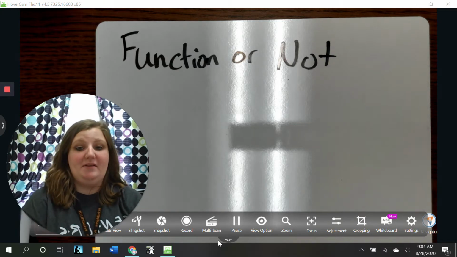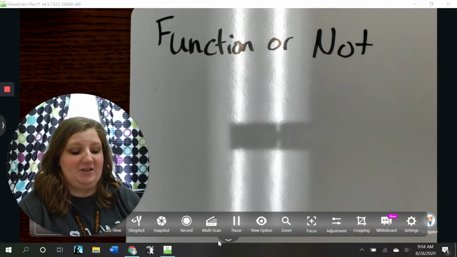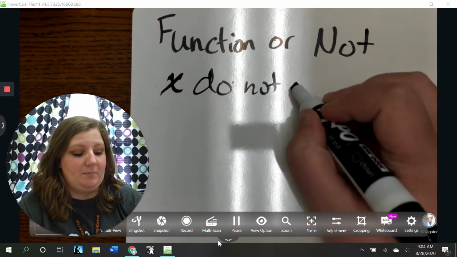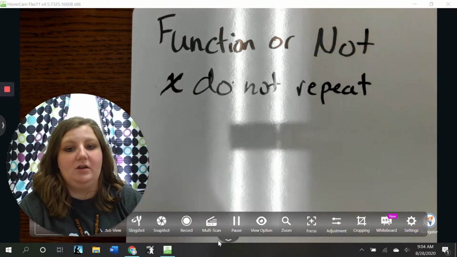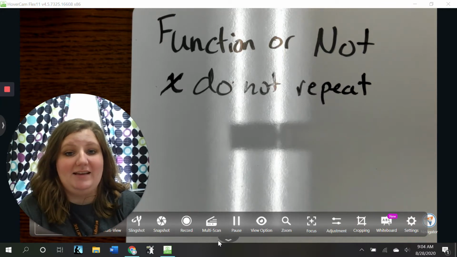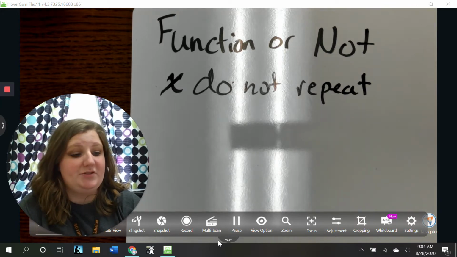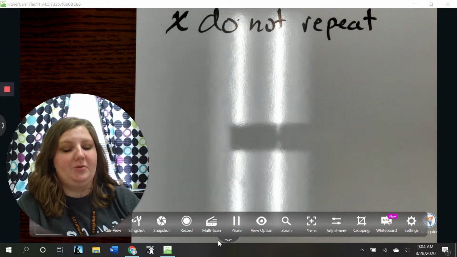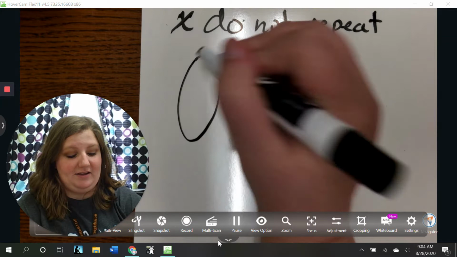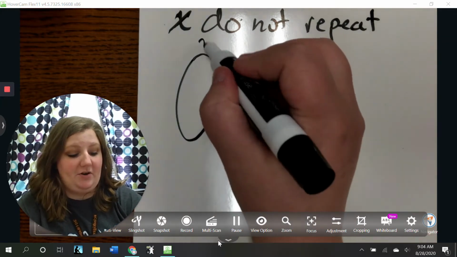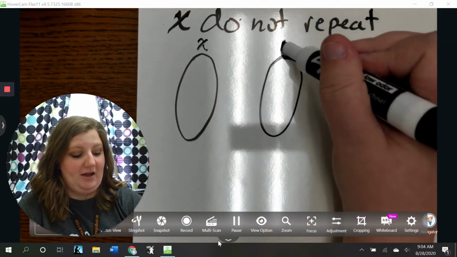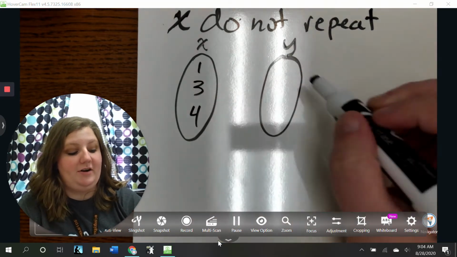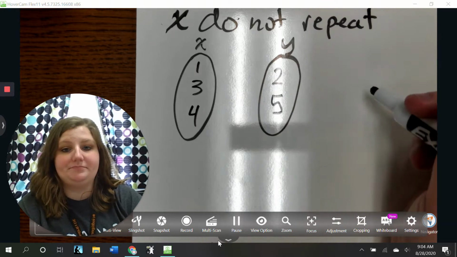So for something to be a function, the rule is that the x's do not repeat. Right? That's the rule for something to be a function, that x does not repeat. So what that means, if we're looking at a bunch of ordered pairs, one of the ways we look at those is in a chart or a map. So these would be your x values, and then over here you would have your y values. So if we had 1, 3, 4, and then 2, 5.